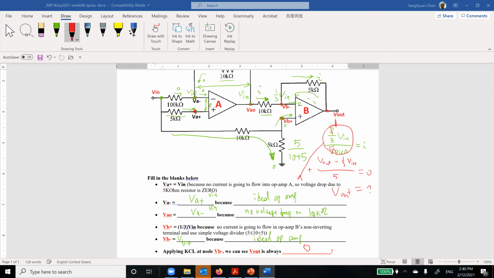Did you do it correctly? V out is always, I put always there to give you a hint. It's always 0. Isn't this question very interesting? And you can do it if you follow the correct logical reasoning, and if you follow the ideal op-amp assumptions, plus KVL, KCL, you know it.